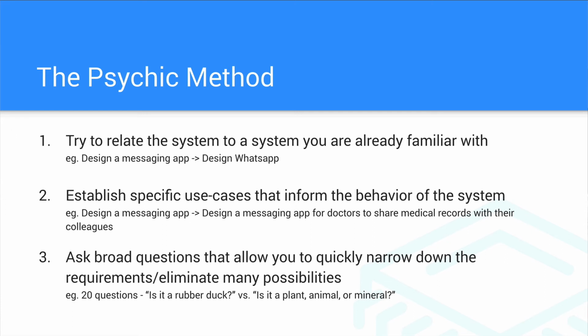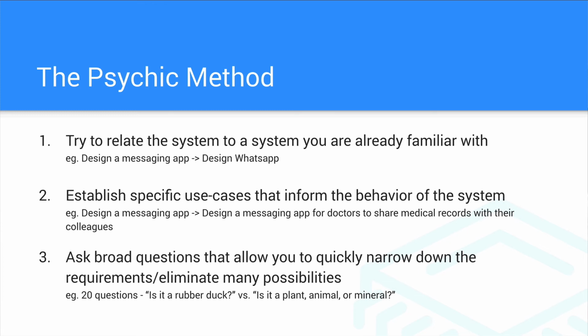Whereas if you started with, oh, is it a rubber duck? Then all of a sudden it's like, well, no, it's not a rubber duck, but it could still be anything else in the world. And so the broader the questions we can ask, again, think about it like binary search. We want to start from the middle and then narrow down from there, rather than saying okay, is it the smallest number? Is it the second smallest number? Is it the third smallest number? That takes us a lot longer.